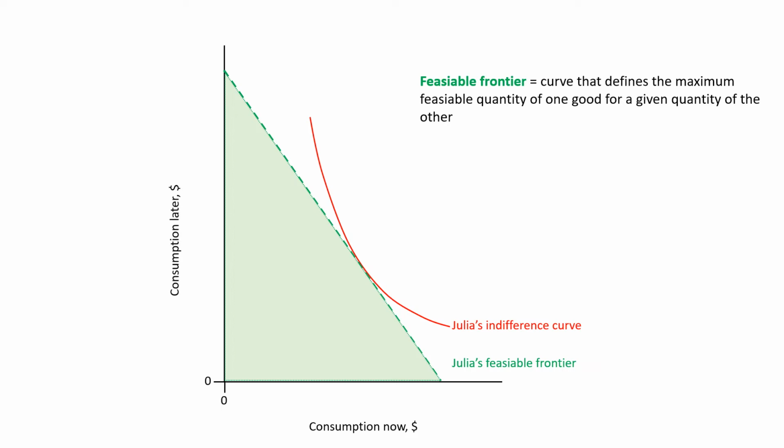But here we will think about the quantity of goods now and the quantity of goods later. So the opportunity cost of having more goods in the future is having less goods at the present. Or the opportunity cost of having more goods now is having less goods later. This is what borrowing allows you to do. It allows you to consume more today, but then consuming less tomorrow, because you will need to repay your loan.